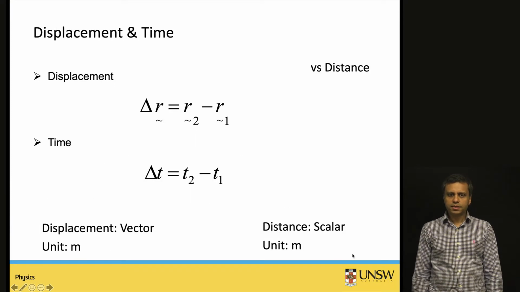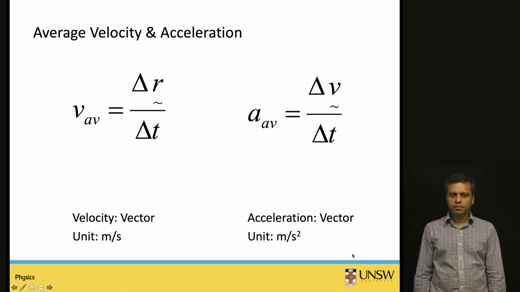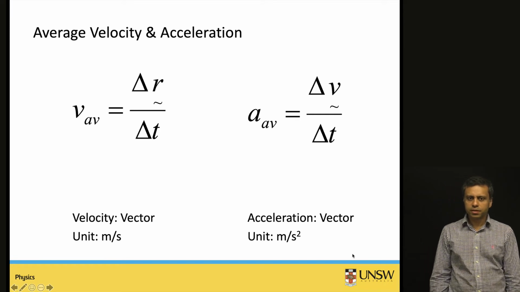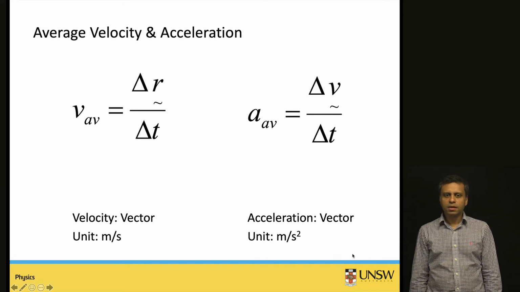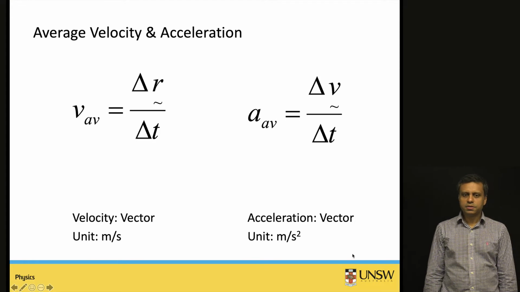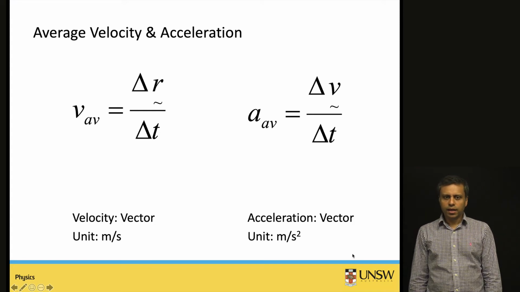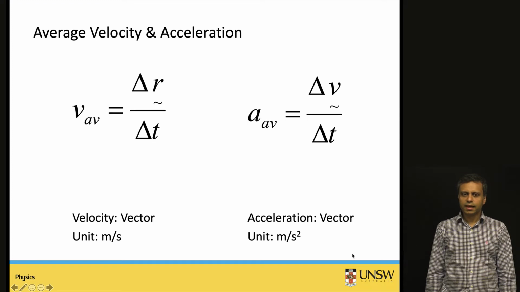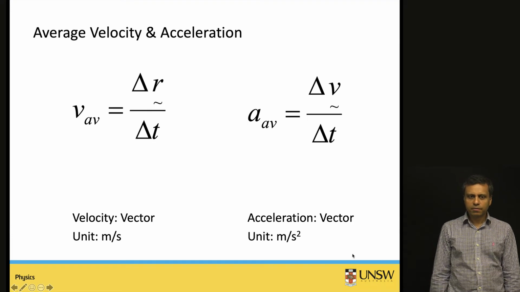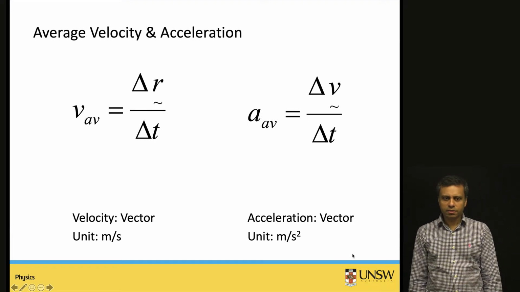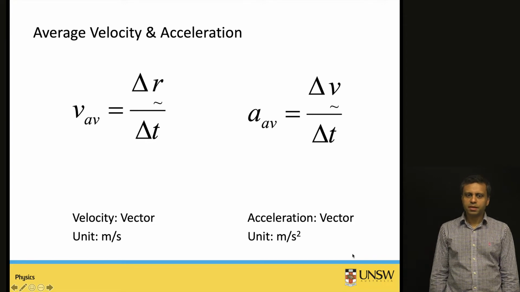Then this takes us to our next variable, the velocity. In this case, we will define the average velocity first. Average velocity is defined as displacement over some time interval, so in this case, delta r over delta t. And remember, delta t is a scalar, but delta r is a vector. So average velocity also is a vector. Its unit is meter per second.